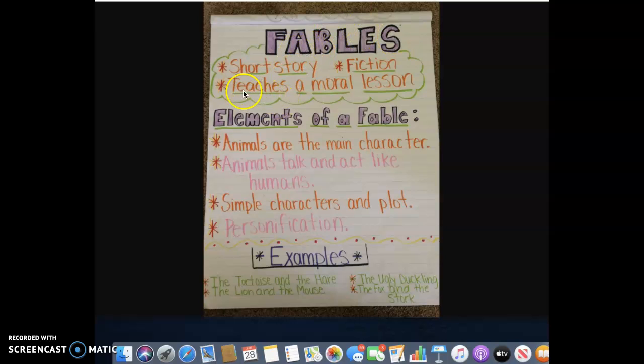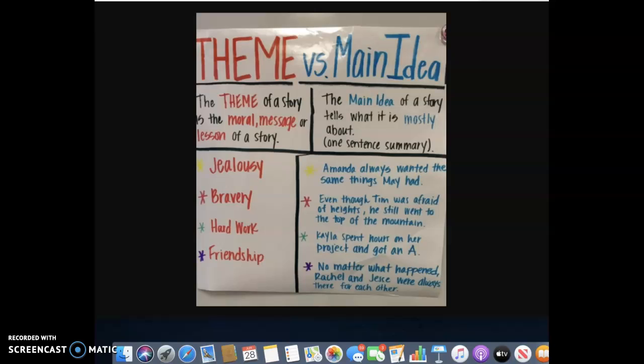So we saw that one of the elements of a fable is that fables often teach a moral or a lesson. So we can say that a moral or a lesson is also called a theme. So the theme of a story is the moral, message, or lesson of a story. In other words, it is what you could learn from a story. So they gave us a few examples here. These are just very short one-word examples of themes. So one theme that you may have heard before is do unto others as you would have others do unto you. That is an example of a theme.